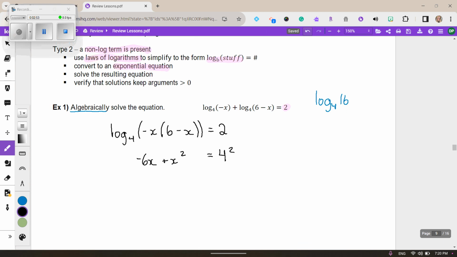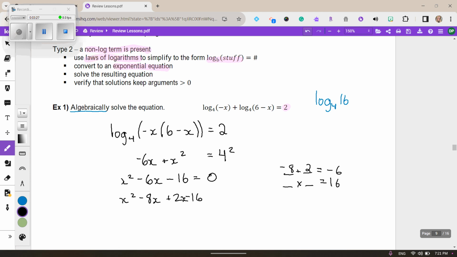I'm going to rewrite my quadratic in descending order. x squared minus 6x minus 16 equals 0. Now I have a quadratic that I need to factor, so I look for my magic numbers, which means that they add to negative 6 and multiply to negative 16. So the two numbers that do that are negative 8 and 2. I rewrite my middle term using negative 8x and positive 2x, then minus 16 equals 0.